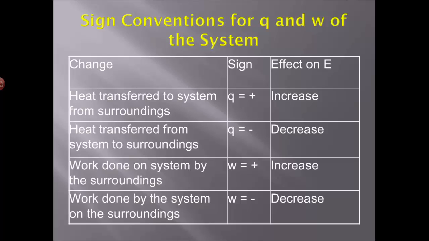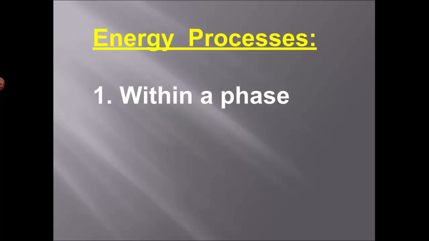Similarly with work. If work is done on the system by the surroundings, in other words, the surroundings are pushing it or compressing the system, then that's going to give W a positive value, and it's going to increase our internal energy. And likewise, if we let the system expand, it does work on the surroundings. W is negative, and that should decrease the amount of energy in the system. So knowing the signs of Q and W and knowing how big they are can tell you the overall effect on E. All right, so we're going to take a look at energy processes within a phase and between phases.